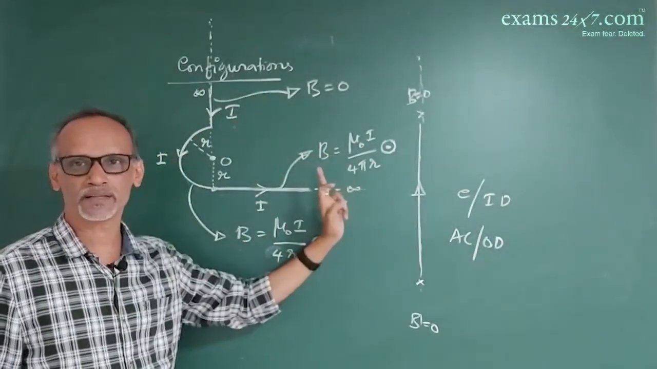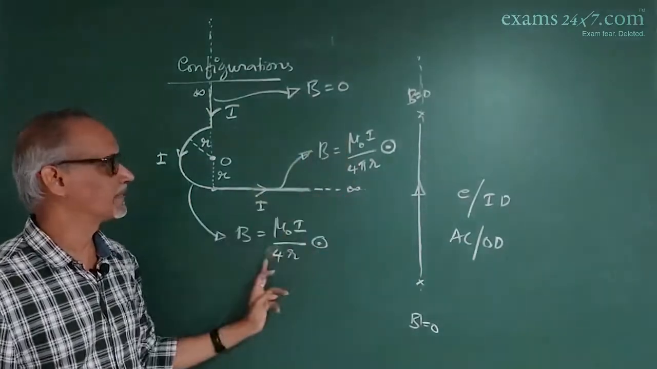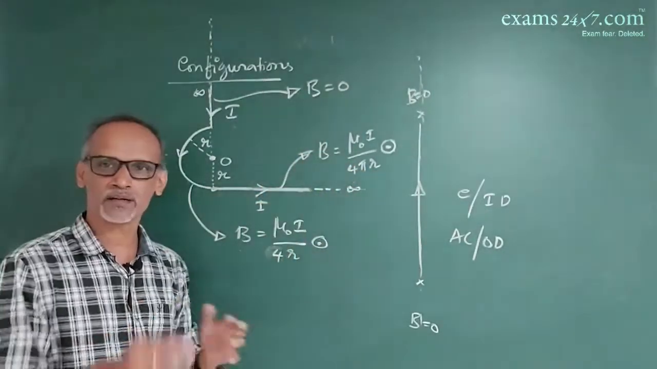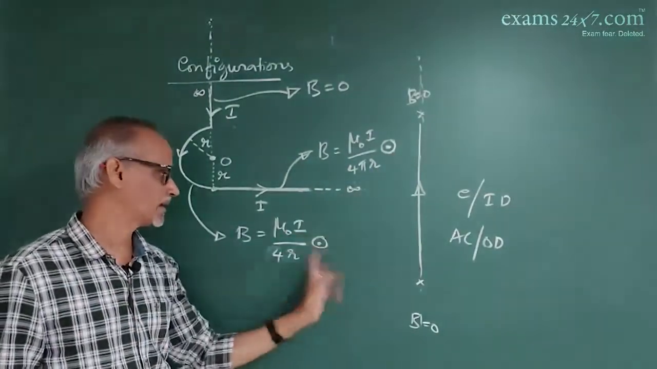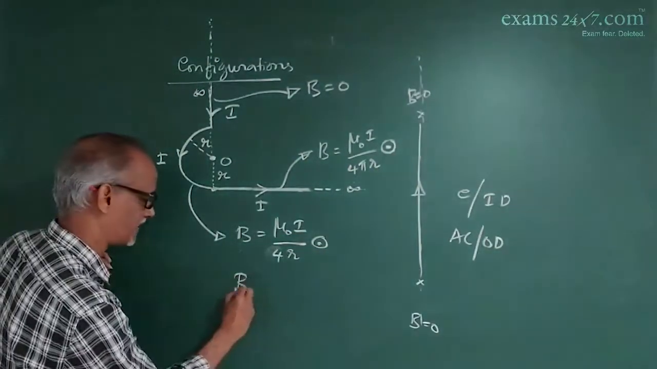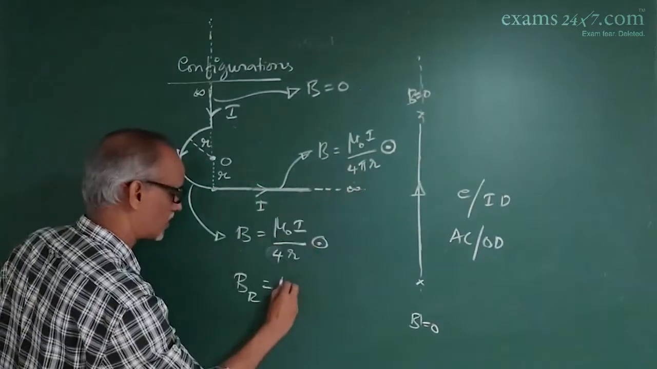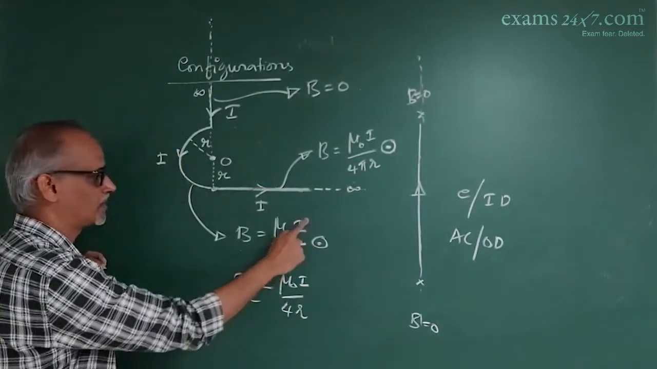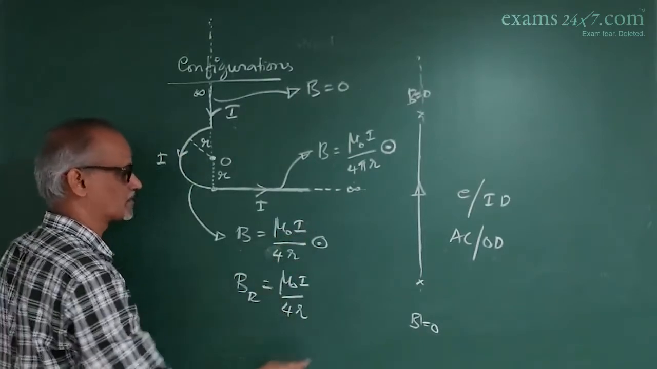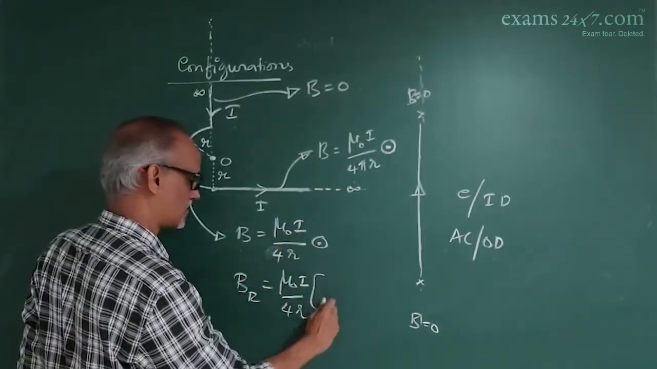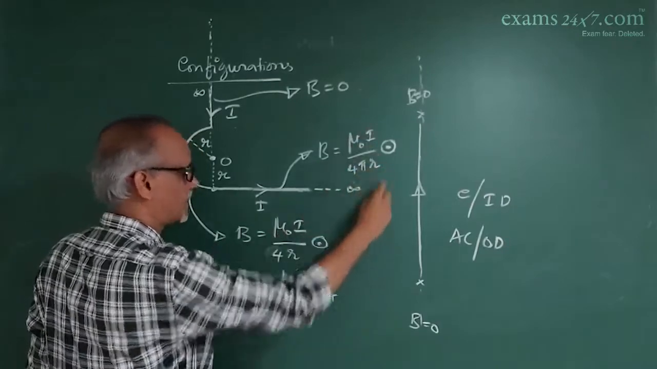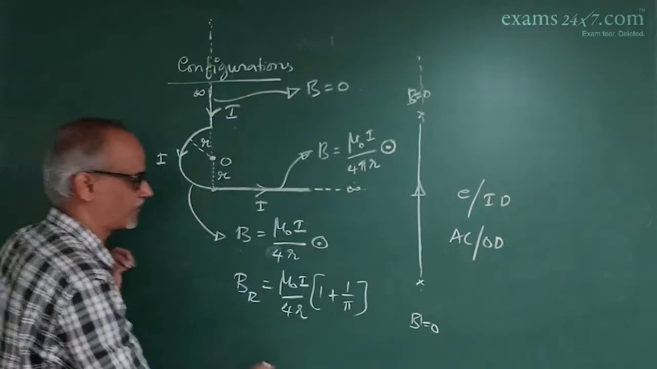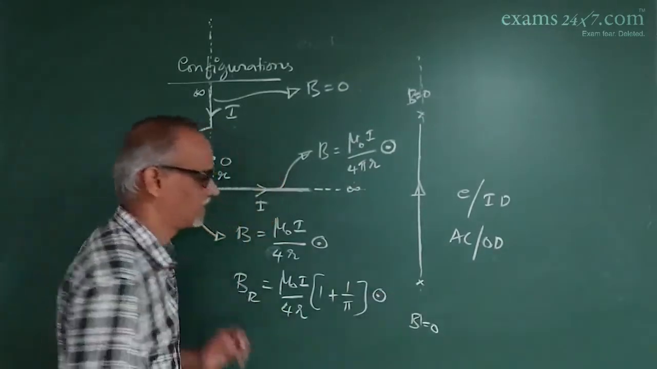And now we have to find the resultant. What is the resultant of these three fields? This is anyways 0. And now you can see the two fields are along the same direction, outward and outward. Therefore, for the resultant field, mu naught I by 4r is common. So mu naught I by 4r times (1 plus 1 by pi). This is the resultant magnetic field at this particular point, and the direction of the net field will be outward.